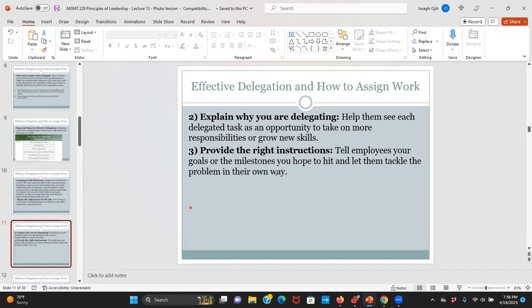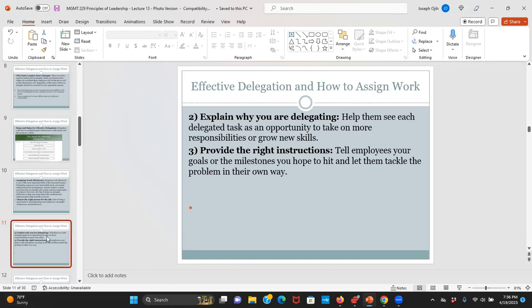Now the third one is provide the right instructions. Very, very important. Provide the right instructions when you delegate. You have to make sure that the employee tasked with a job or project has the tools and resources they need to be successful. So when you delegate a task, make sure the person has the tools and the skills they need to complete the task, or provide a way for them to work on those tools.